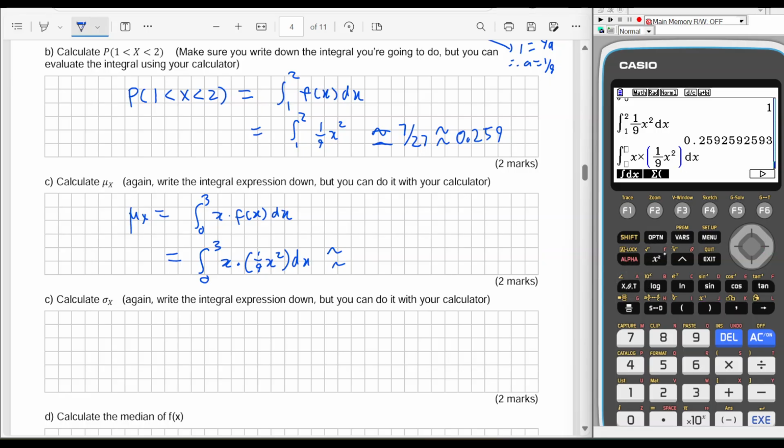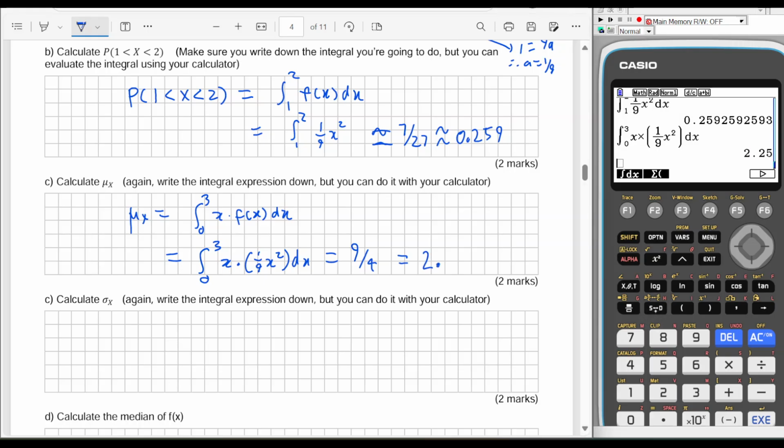You don't really need the brackets there, but I like to just in case. We're going to integrate from 0 to 3, 9 over 4. So I guess this specifically equals 9 over 4, which is 2.25.